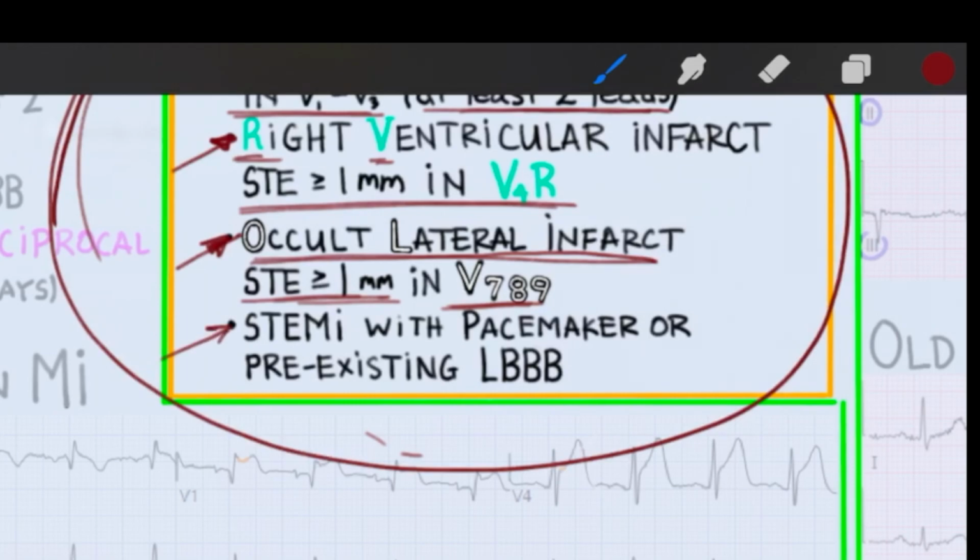Then another instance of non-standard appearing ST elevation MI equivalent would be STEMI, ST elevation MI with a pacemaker or pre-existing left bundle branch block. I'll show you some examples, but that's going to be in level 3.